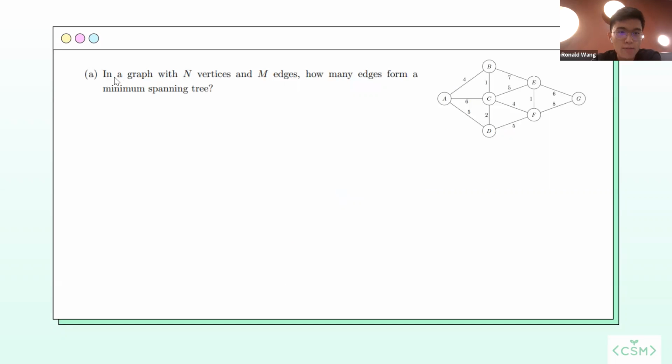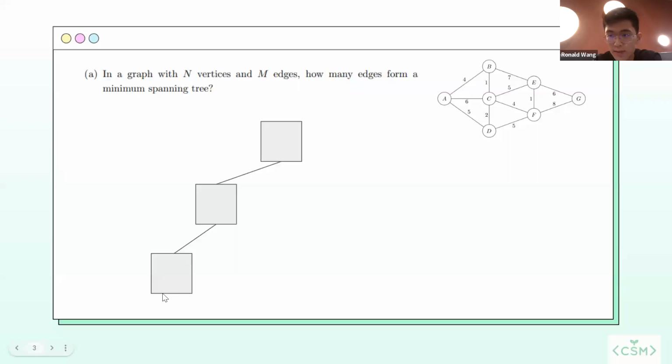So starting with part A, in a graph with n vertices and m edges, how many edges form a minimum spanning tree? Well, a minimum spanning tree is a subset of the tree class, right? And if we remember, by definition, a tree that has n vertices is going to have n minus 1 edges. Let's take a moment to kind of convince ourselves of the fact, right? So if we have a tree with one vertex, well, obviously it will have 0 edges, right? Then if we want to add one vertex, it's now going to have 1 edge and 2 vertices.